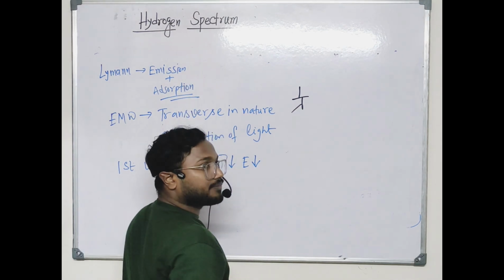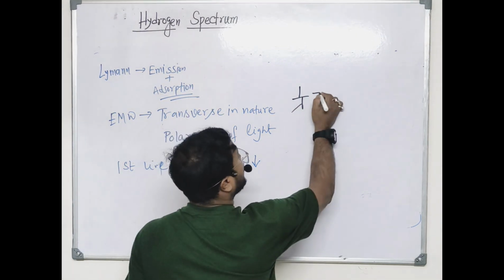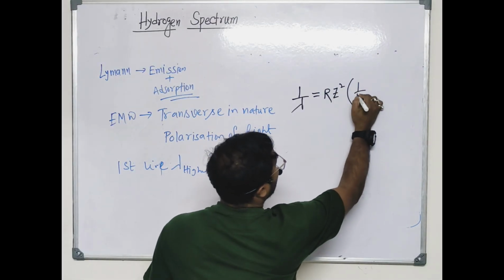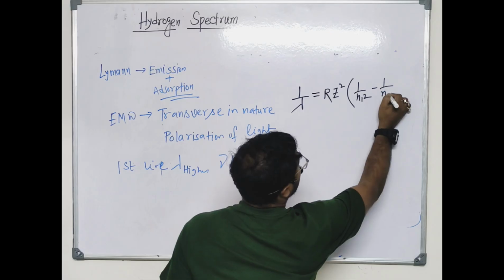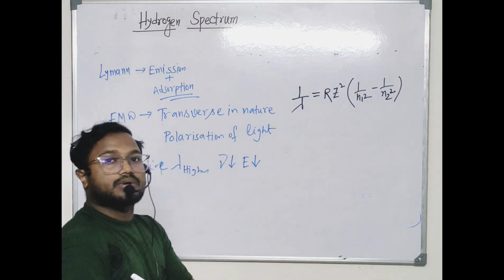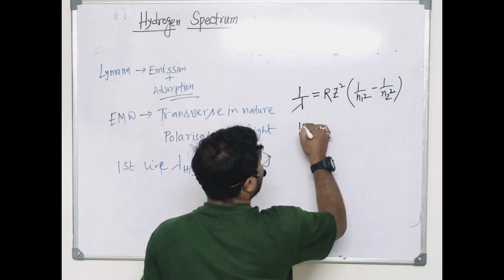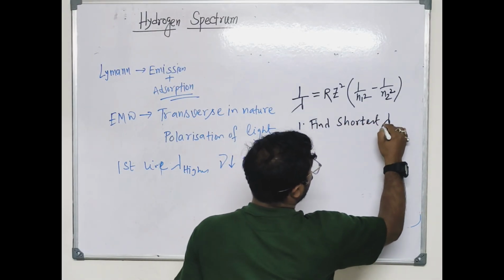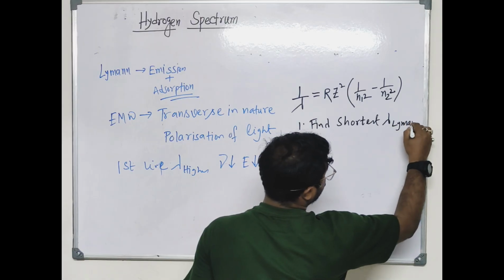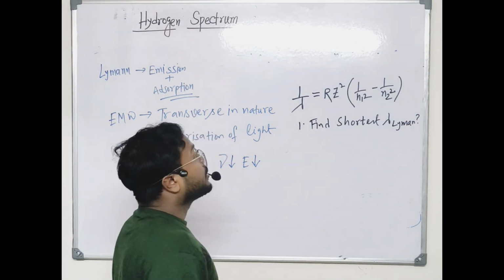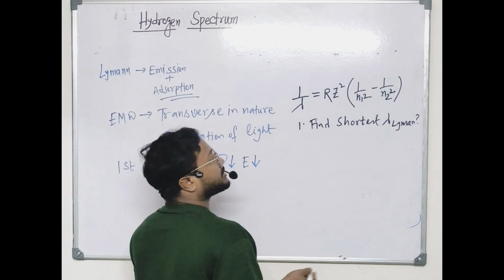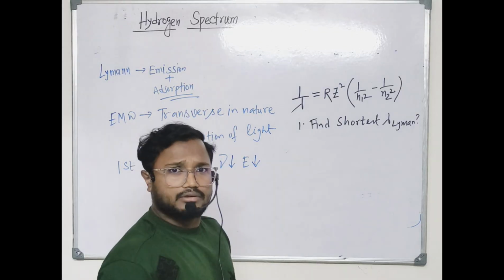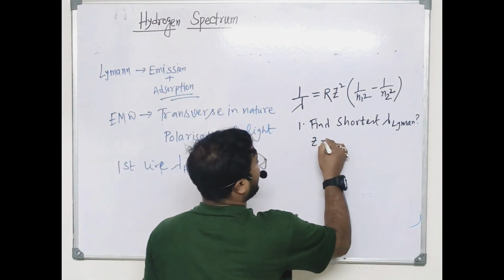Formula is 1 by lambda, that value is equal to R into Z square into 1 by n1 square minus 1 by n2 square. That I need to calculate. So my question is, find shortest lambda Lyman series. How to calculate this? When I am going to calculate this, in this case, I can say the value for hydrogen I have asked. So there is no change in Z value. Z is 1 only.